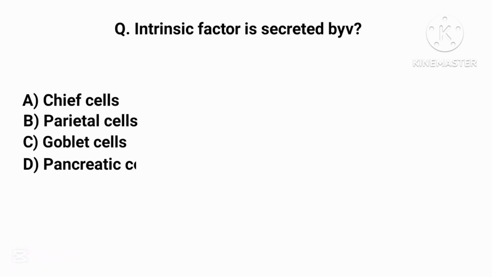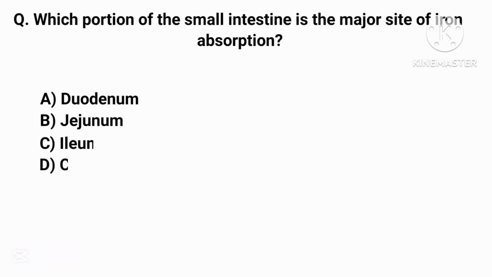Intrinsic factor is secreted by? Correct answer is option B, parietal cells. Which portion of the small intestine is the major site of iron absorption? Correct answer is option A, duodenum.